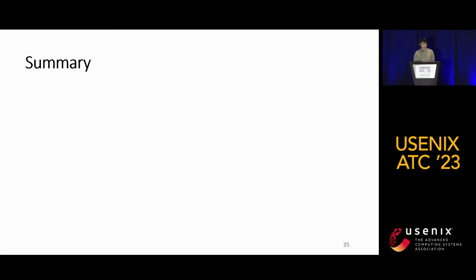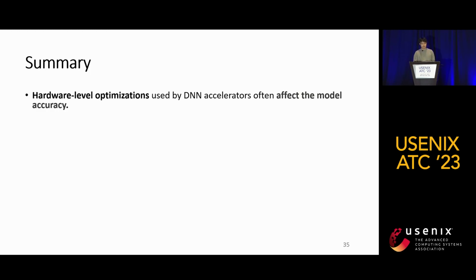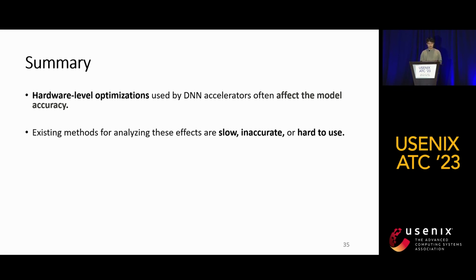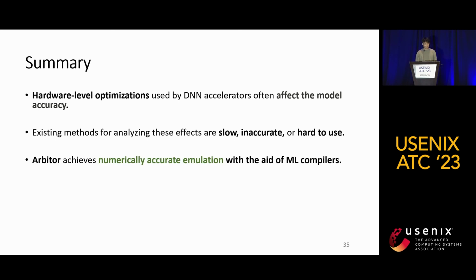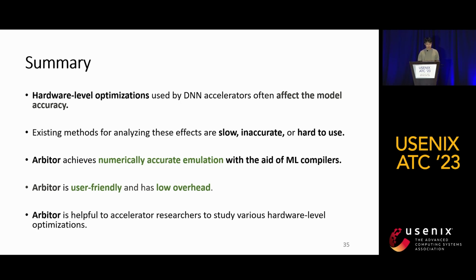To summarize, since hardware-level optimizations affect model accuracy, accelerator researchers need help to know their effects accurately. Existing methods to analyze these effects are slow, inaccurate, or hard to use. Arbiter achieves numerically accurate emulation with the help of machine learning compilers. Arbiter is user-friendly and has low overhead. We show through a series of case studies that Arbiter is helpful to accelerator researchers.